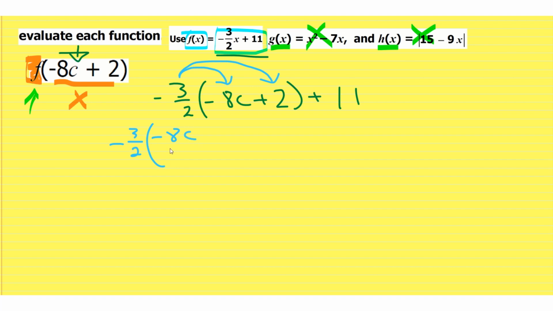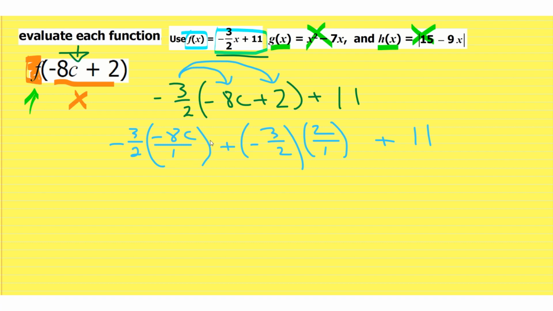I'm going to remember that there's an invisible 1 underneath that 8 when I multiply fractions times fractions. And then I'm also going to do plus the negative 3/2 also times the 2. Again, just to keep myself lined up and straight, I can remember that there's an invisible 1 underneath that 2. And then over here, I still have my plus 11.